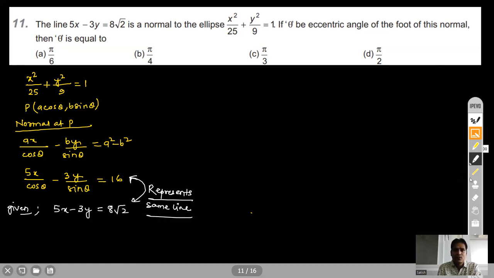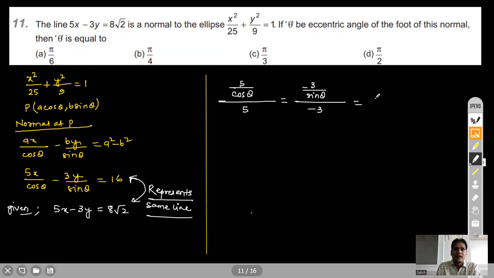We have done questions on similar logic in this exercise earlier also, right? So what I will do, I will make their coefficients equal. So this 5 upon cos theta, whole divided by 5, this must be equal to minus 3 upon sine theta, whole by minus 3, and then this 16 upon 8 root 2. So what we got from here, 1 upon cos theta is equal to 1 upon sine theta. This 5 and this 5 will get cancelled out, this minus 3 will get cancelled out. So this will be equal to 2 upon root 2, right? So this will be equal to root 2.